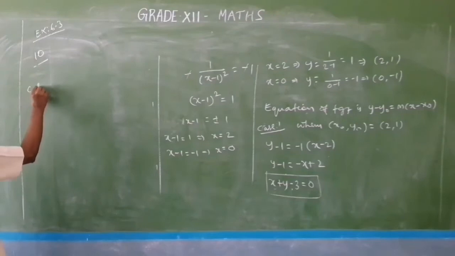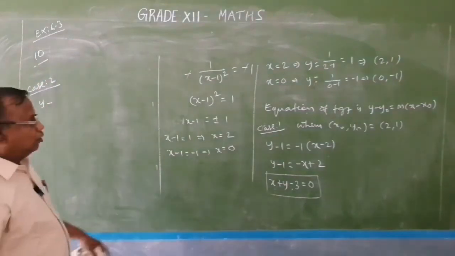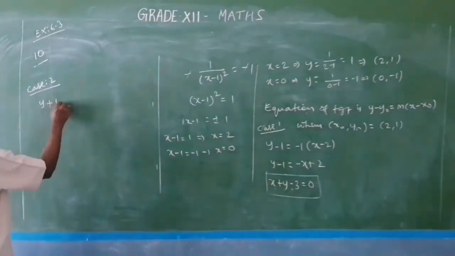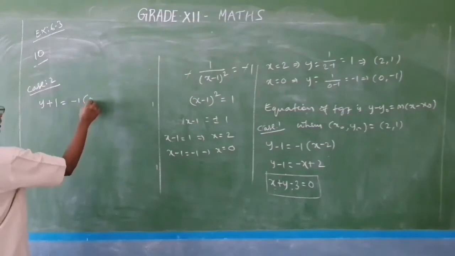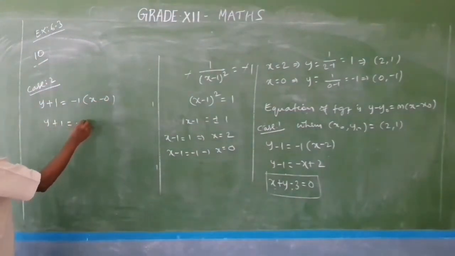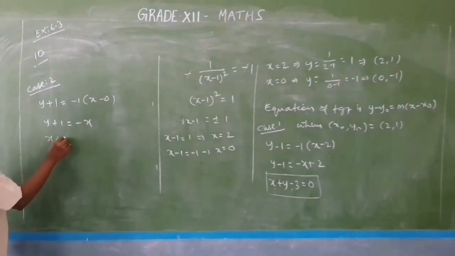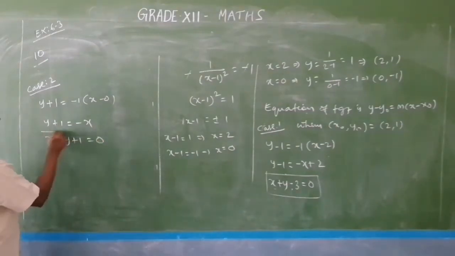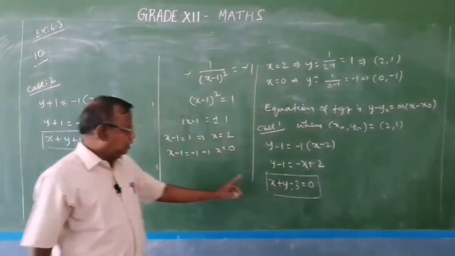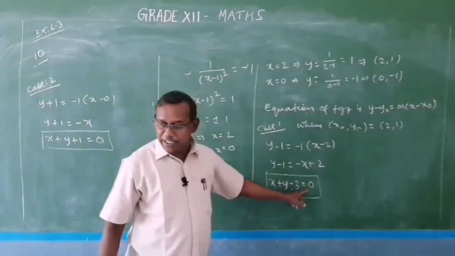Case 2, y minus y1. y1 here is minus 1, so it is plus 1. y plus 1 equal to m, that is minus 1, into x minus 0. That is y plus 1 equal to minus x, or x plus y plus 1 equal to 0, which is another equation. Therefore, the equations of all tangents are x plus y plus 1 equal to 0 and x plus y minus 3 equal to 0.